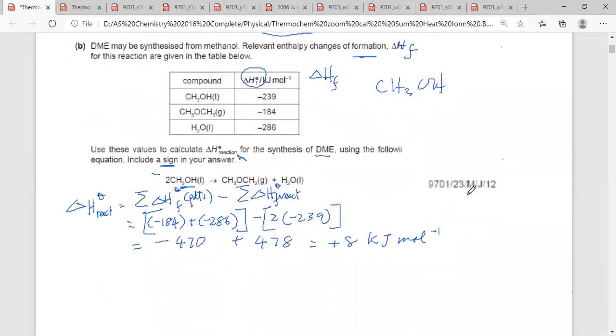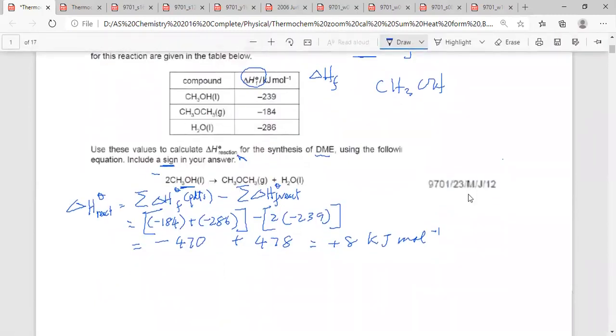Remember, since you're given formation values and this is a general reaction, the delta H of reaction, under standard conditions, is the summation of products minus the summation of heat of formation for your reactants. Very simple, but notice this is per mole. So here this is your CH3OCH3, it's like an ether thing. Remember this is the first one here.